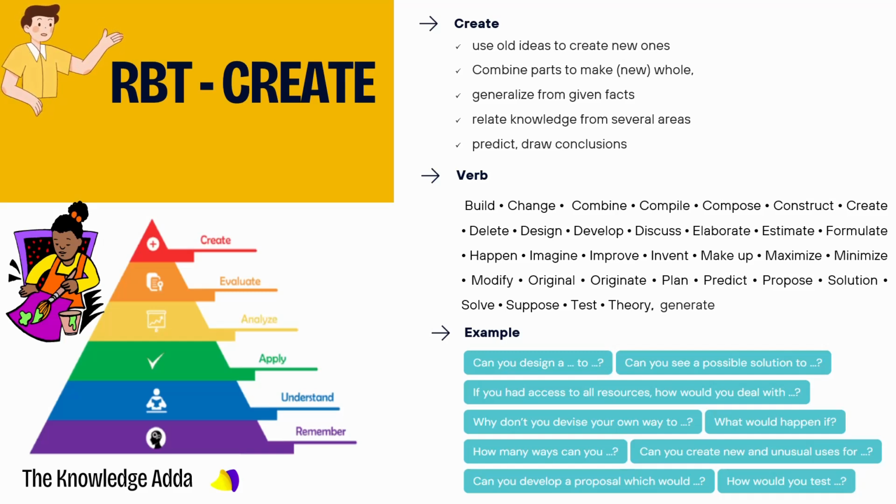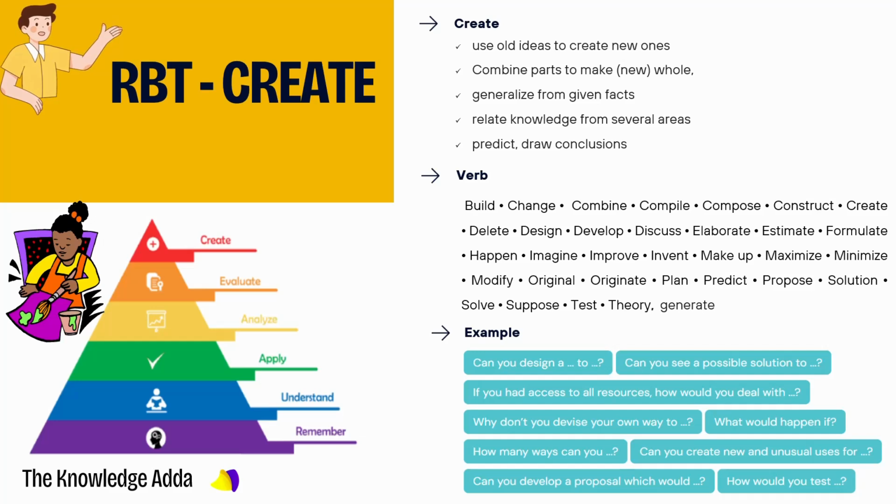So here you can see we are creating some new idea. Creating means you have to create something new. Develop means you are developing something new. Design means you are designing something new. So this type of verb comes under the create level.